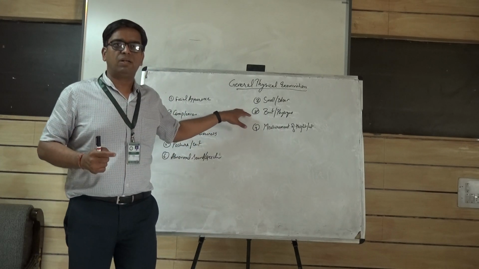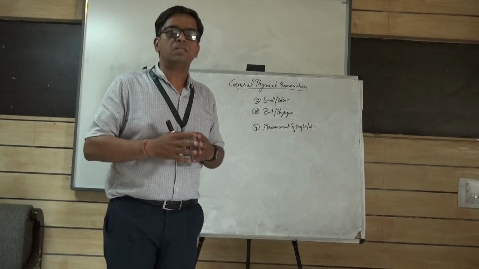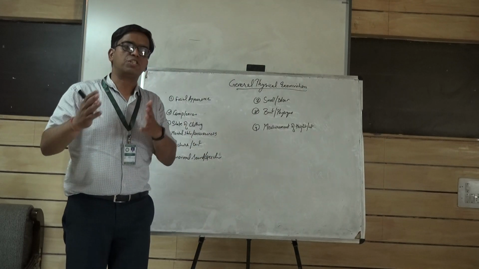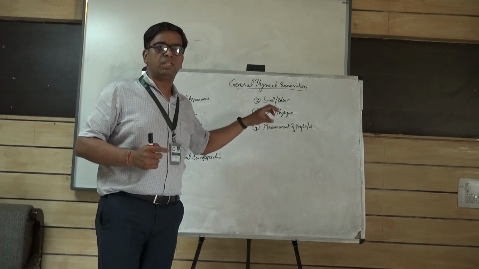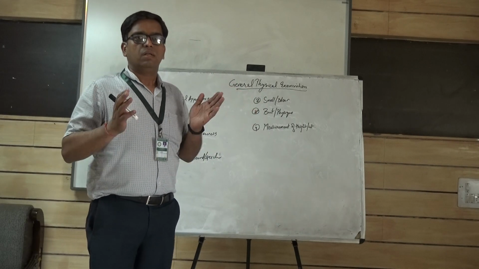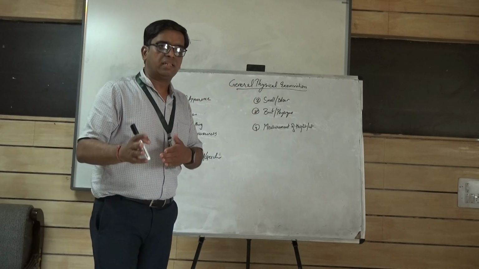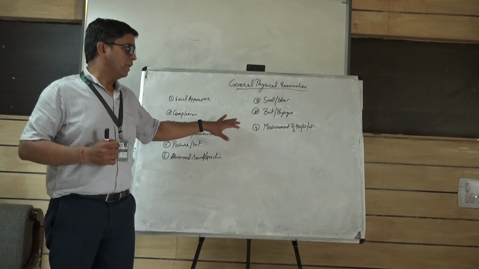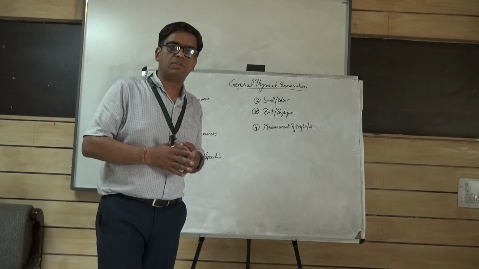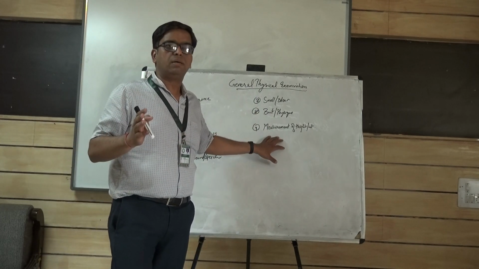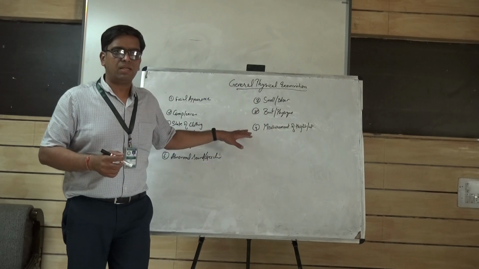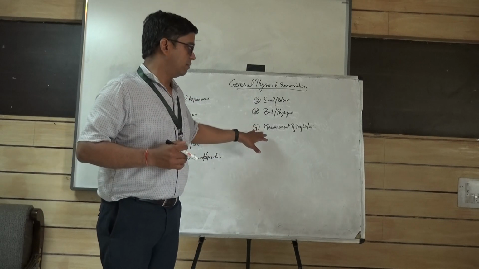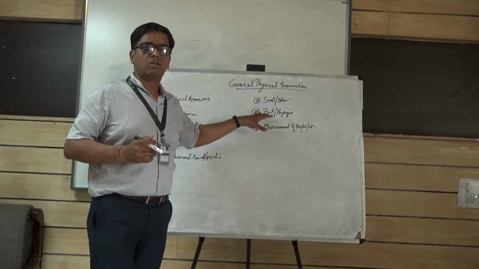Then we have to look at the build or physique of the patient. Build or physique means whether the patient is well nourished, undernourished or malnourished. Well built, weak, lean and thin. We have to see whether the patient is underweight or malnourished. Then we have to check the height and weight of the patient. This helps in noting the BMI. BMI is weight divided by height in meters squared. By this we can calculate the BMI and thus understand the build or physique of the patient.